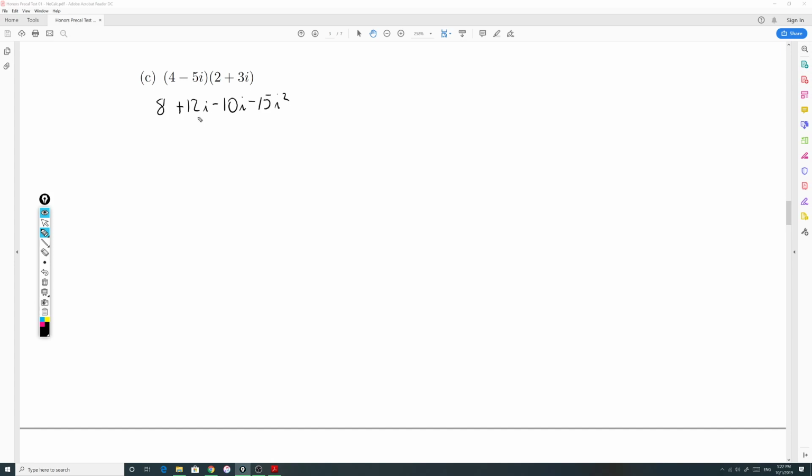So now we combine like terms. 12i minus 10i is going to be 2i. I'll write that down in just a second. But for the real part, we have 8, and this last term does simplify to a real number. Since i squared is negative 1, we have negative 15 times negative 1, making this plus 15. So 8 plus 15 is 23, and then as I said before, 12i minus 10i is 2i. There we go. Pause that if you need it. Otherwise, next problem.